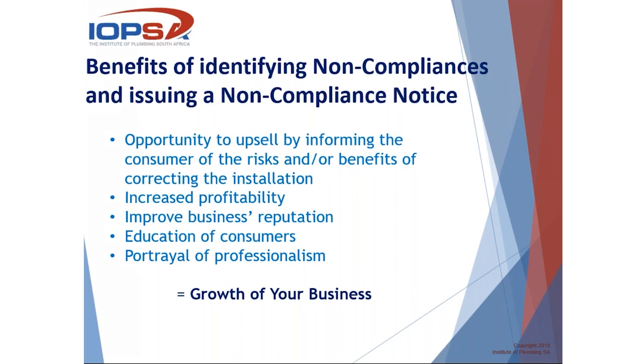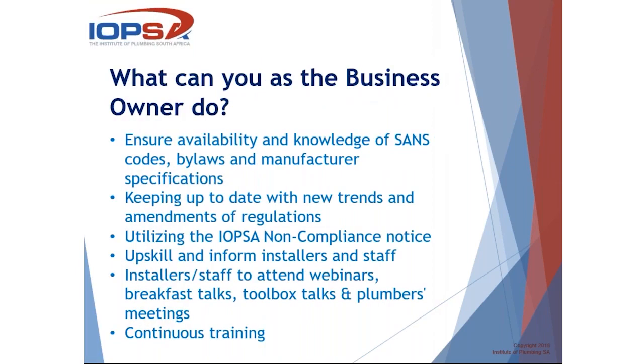So let's move on. Let's look at what you, as the business owner, can do to get this done. Number one, and as we saw in the polls earlier, there's obviously a big gap there that needs to be filled: ensure the availability and the knowledge of your SANS codes, the bylaws and the manufacturer specifications. Guys, I cannot stress this point enough. You need to know what you are talking about.